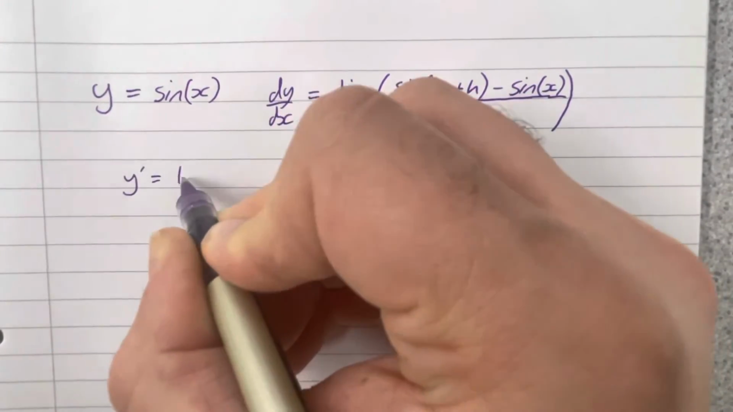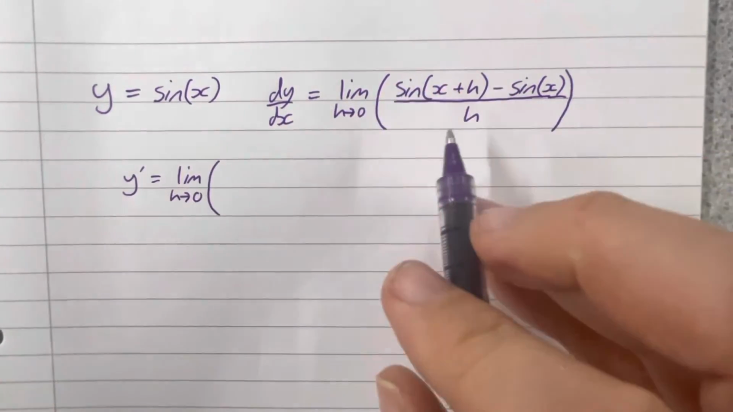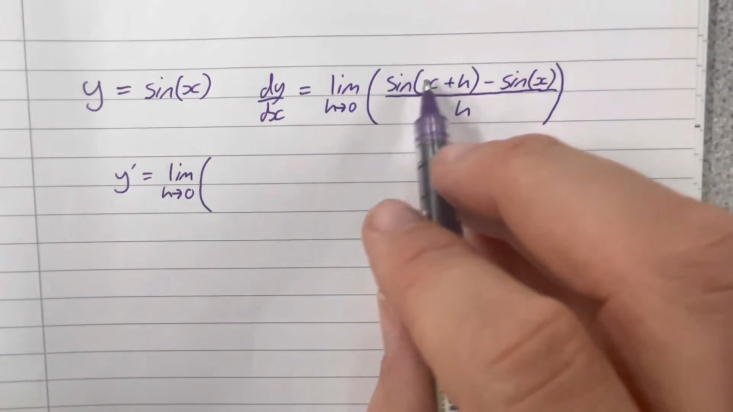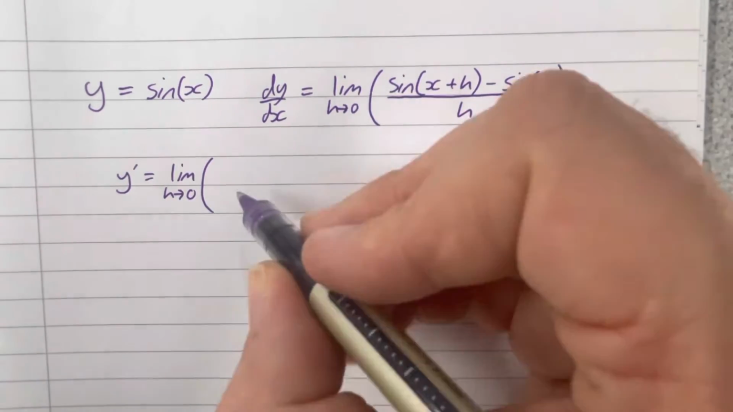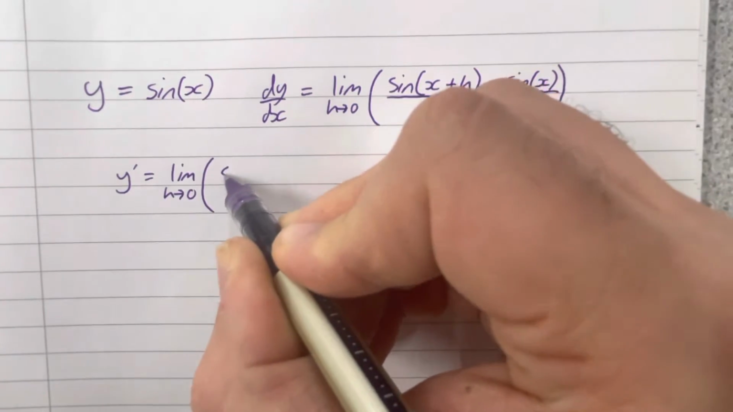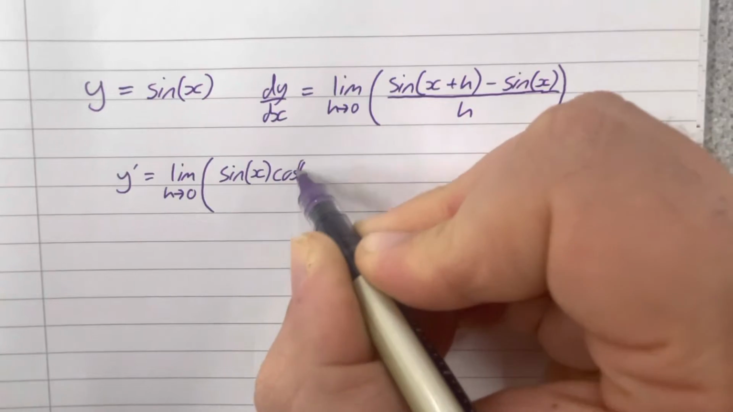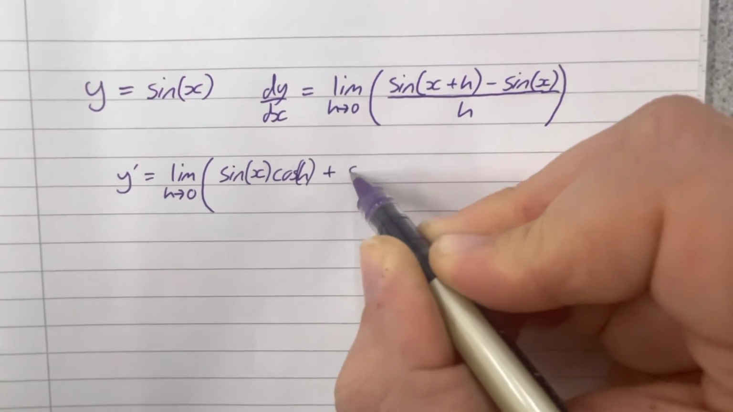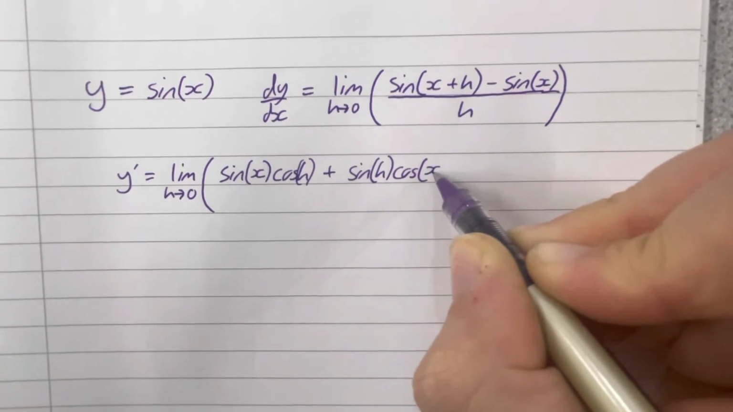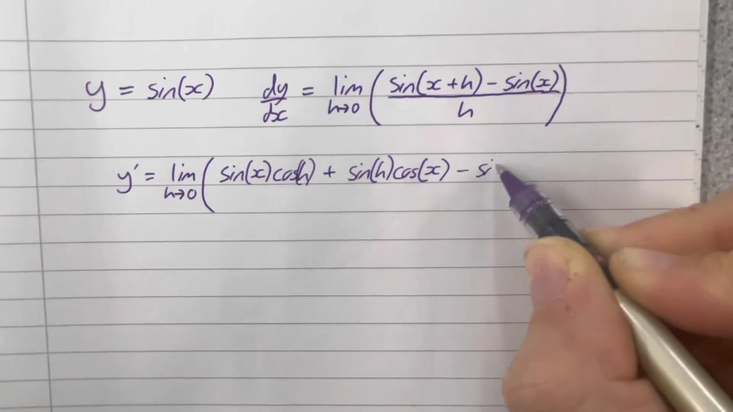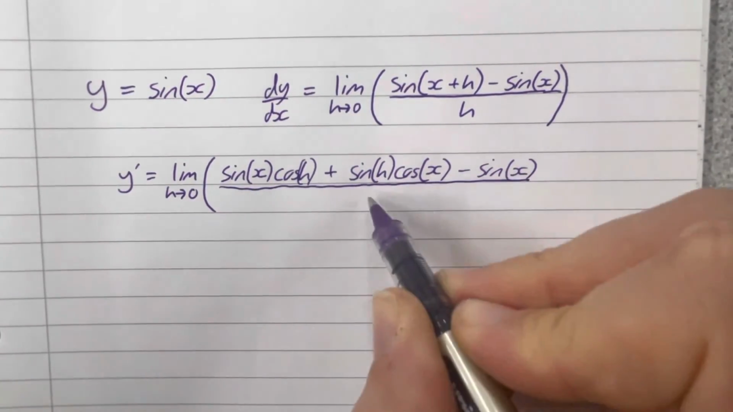So y prime then is going to be the limit as h tends to 0 of, and we can use the compound angle formula on that. Okay, so if you've done your year 13 trigonometry already, you would have met the compound angle formulae. So that's going to be sine of x times cos of h plus sine of h times cos of x, and don't forget the minus sine of x. And that's all still divided by h.